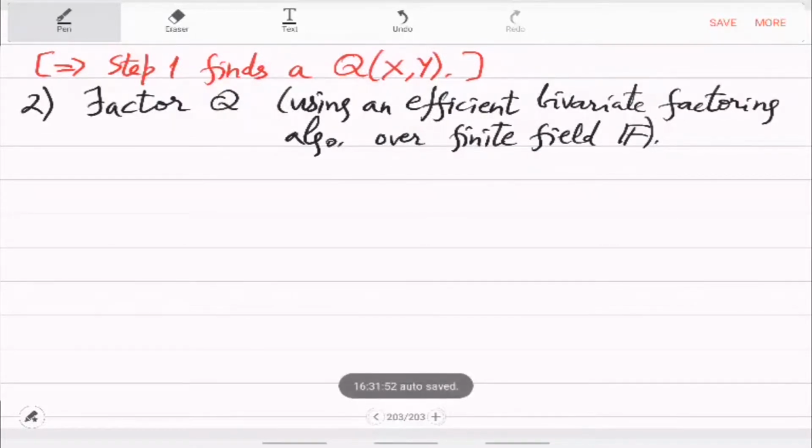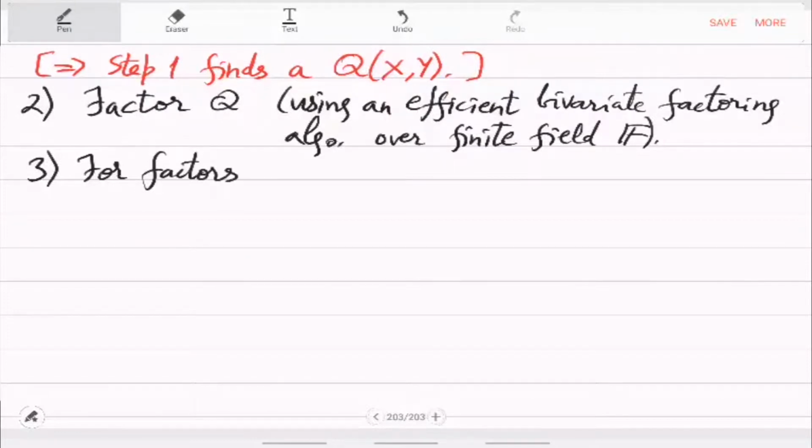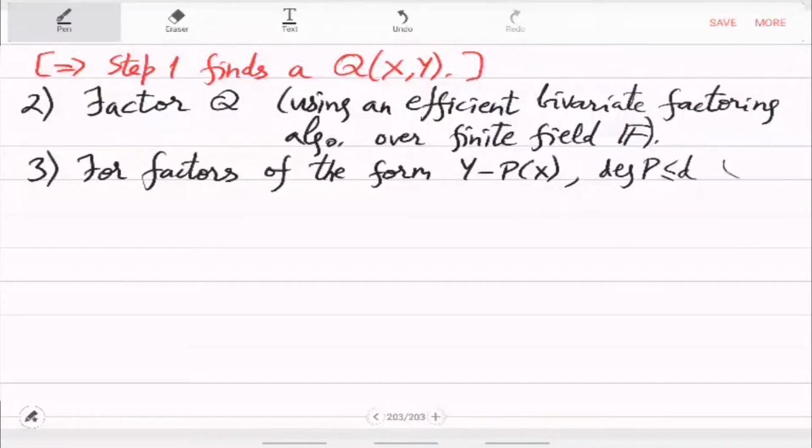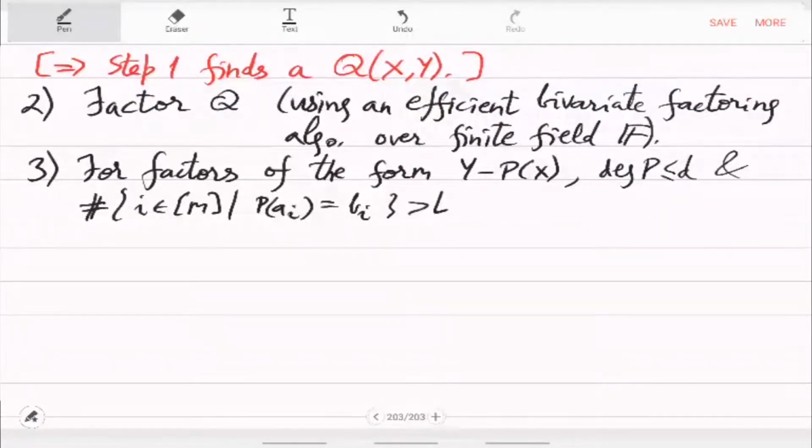So you will get irreducible factors of Q, and the final step is for factors of the form y minus p(x), degree of p less than or equal to d, and the number of i's on which it fits (a_i, b_i) greater than t, output p(x). Okay, so this is the full algorithm.